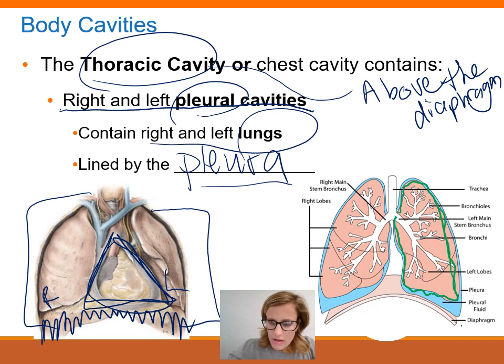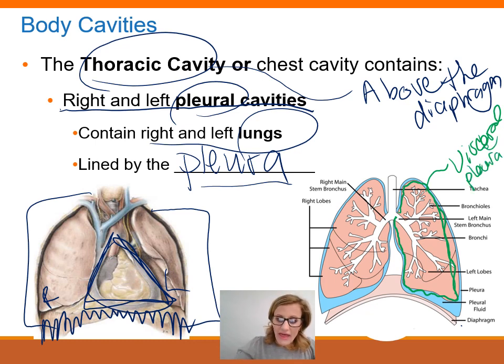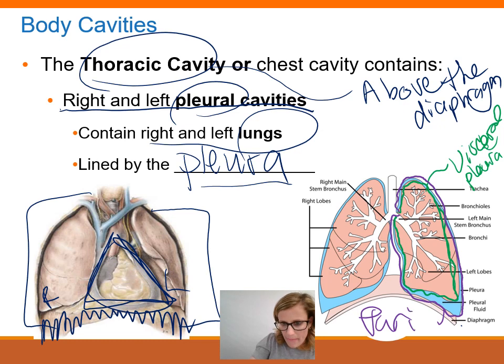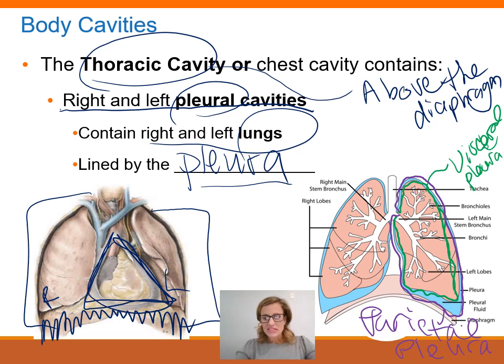Right, so that would be in green, the visceral pleura. And then that visceral pleura curves around and continues as an outer layer called the parietal pleura. You'll notice that they leave a space between them, right? The visceral pleura and the parietal pleura, there's a little bit of space between them. It's shown in light blue on this picture.